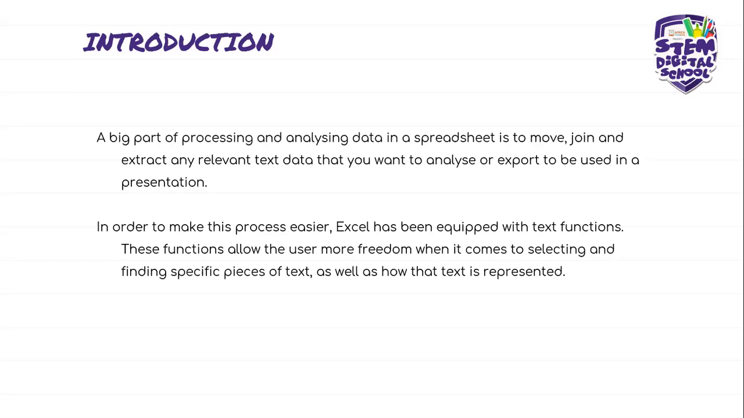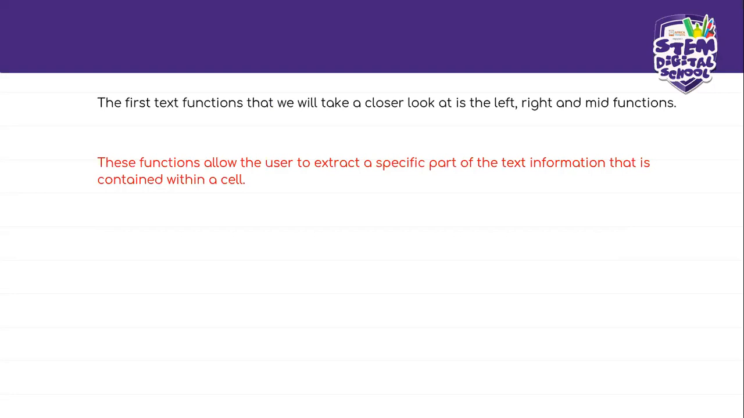Right, so let's see. The first text functions that we will take a closer look at are, like I have said, the left, right, and mid functions. These functions allow the user to extract a specific part of the text or information that is contained within a cell.